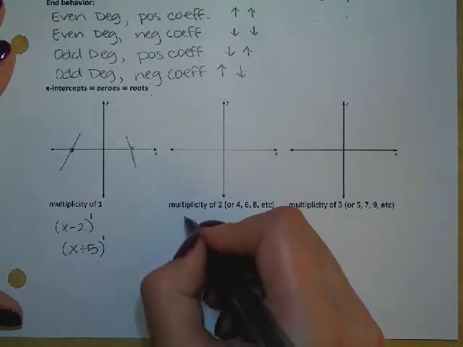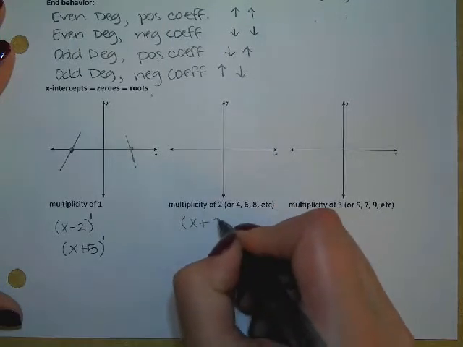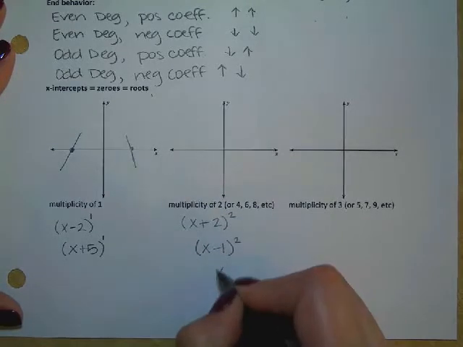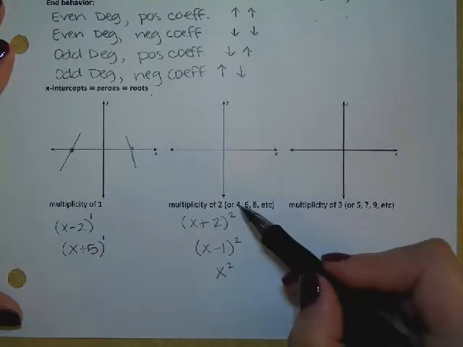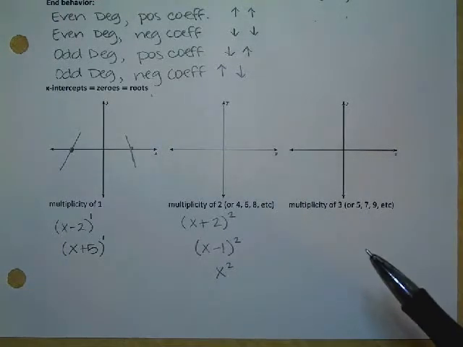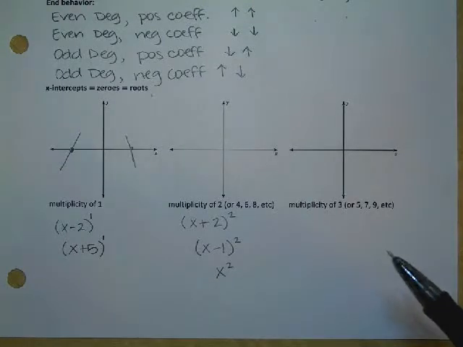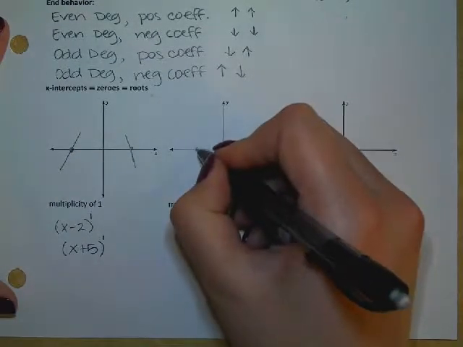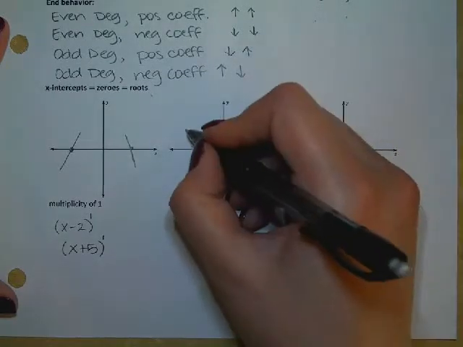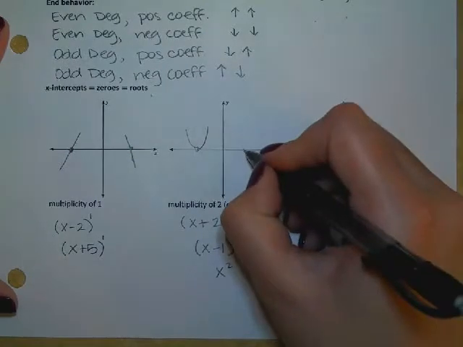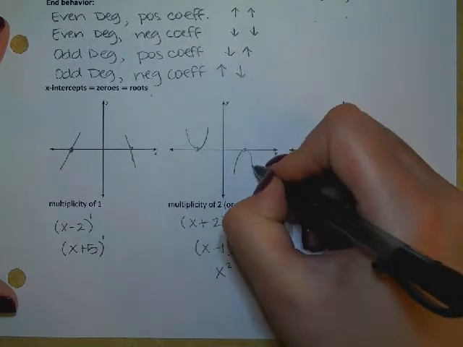If the factor has a multiplicity of 2, this could be like x plus 2 squared or x minus 1 squared or x squared, and these could be to the 4th exponent or the 6th or the 8th, but we only deal with 2. We always do the most simple case. If it's squared, it looks like a mini parabola on the x-axis, either going up or going down.